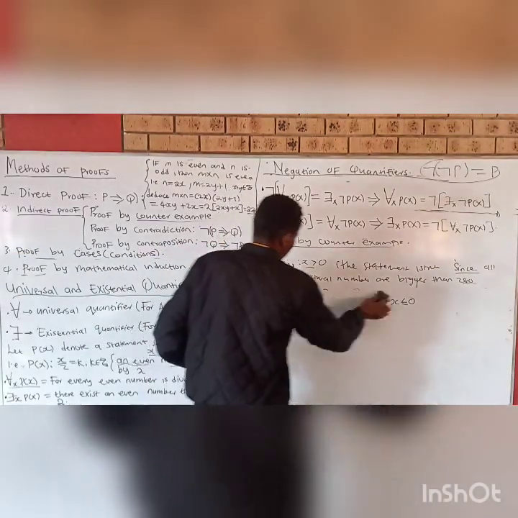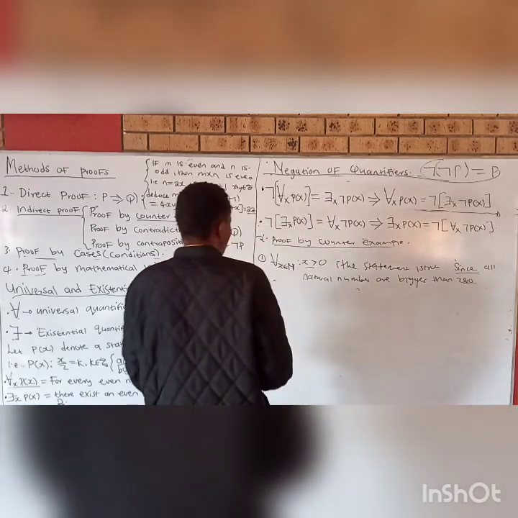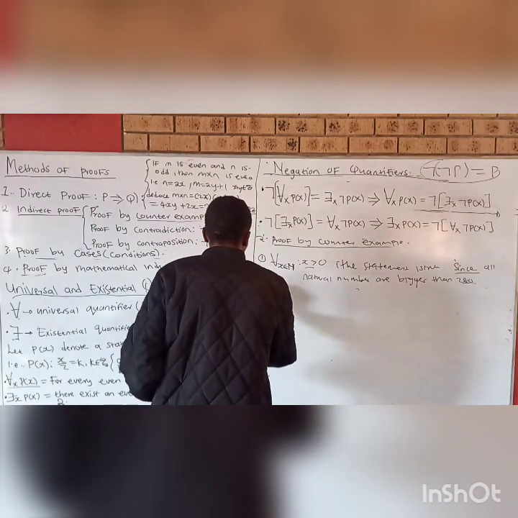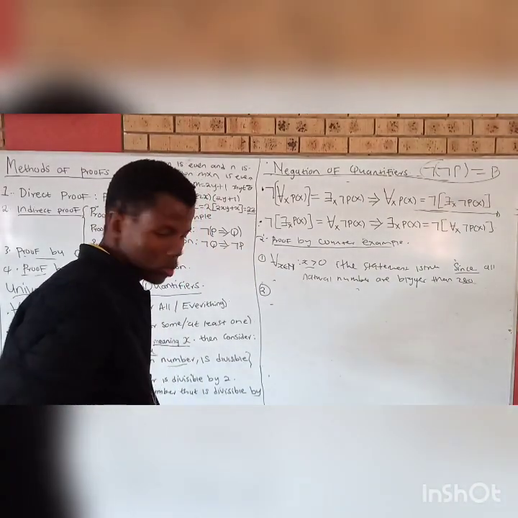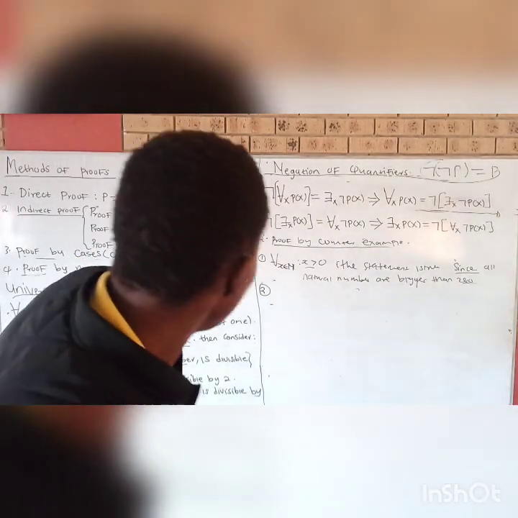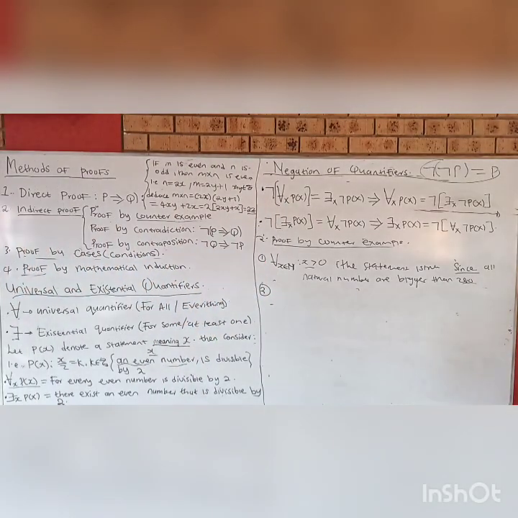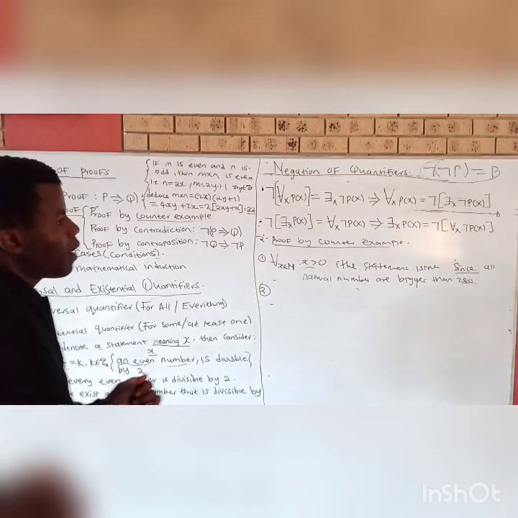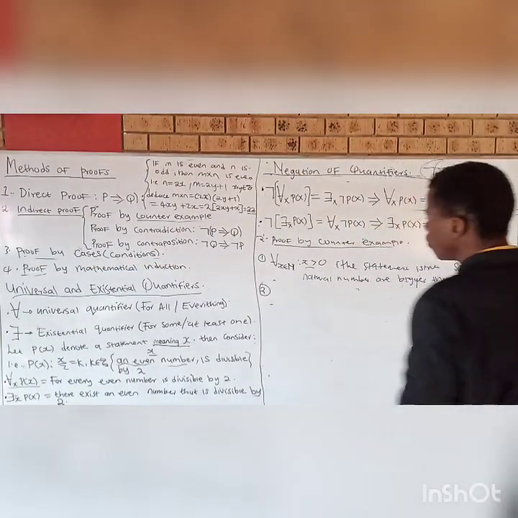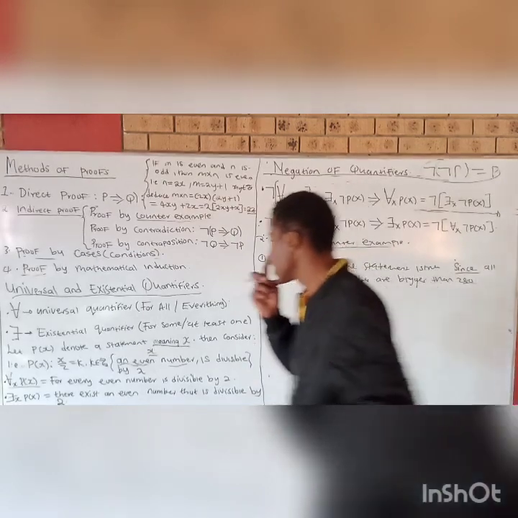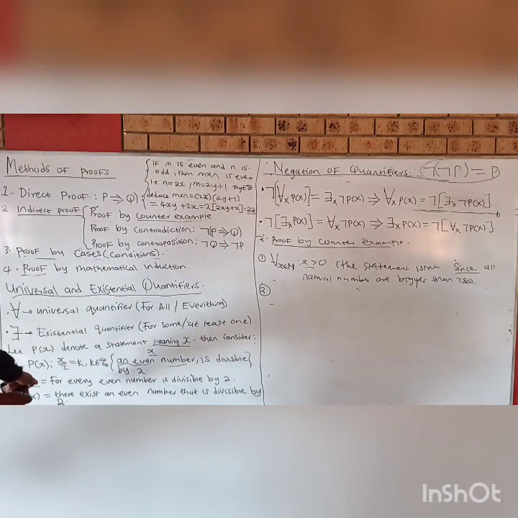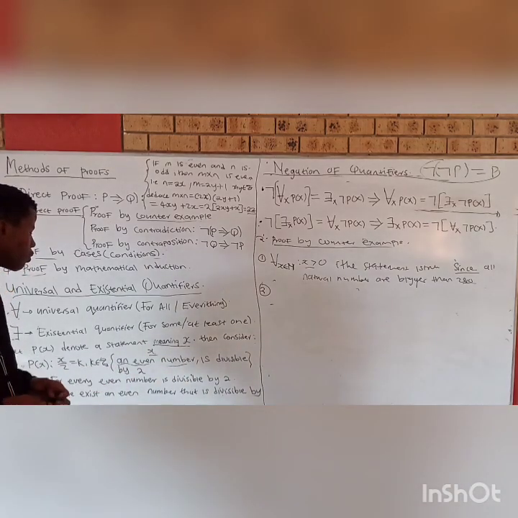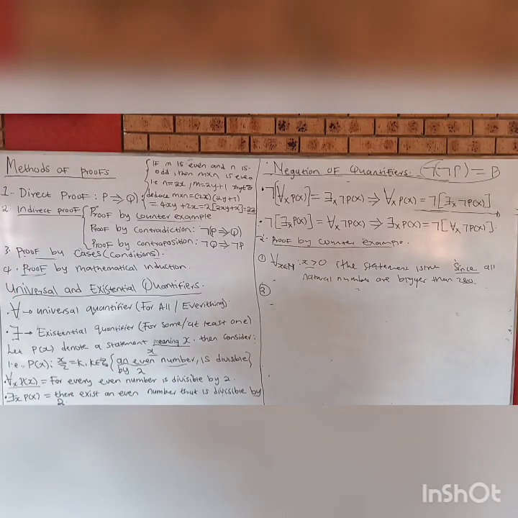So can I erase here? Then we look at example number two. Hopefully you understood the negation part. Example number two: for every even number, it is divisible by 2. It's the one that we just gave here. Every even number is divisible by 2. Is the statement true?